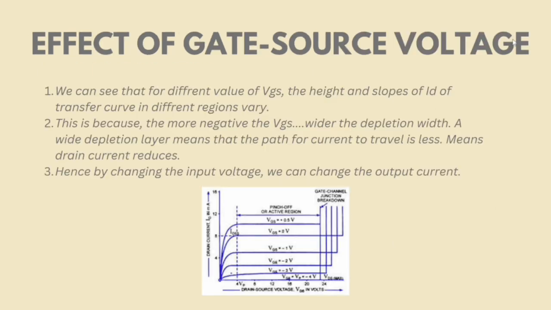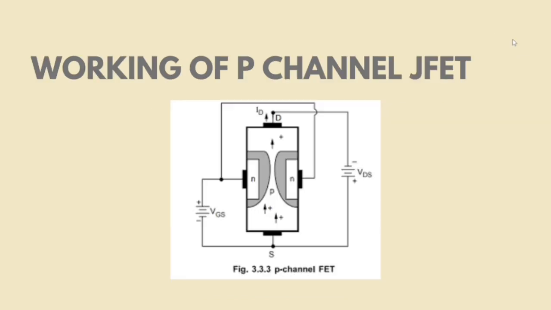Now let us look at the gate-source voltage and how it affects the output current. This will also clear why the JFET is called a voltage controlled device. When we provide more negative VGS, the width of the depletion region increases. As the width increases, there is less path for the current to travel, and hence the value of the drain current decreases. So in this way, by changing the input voltage, we can vary the output current.